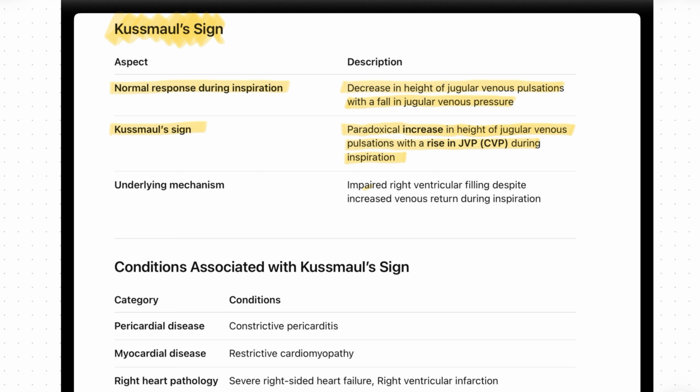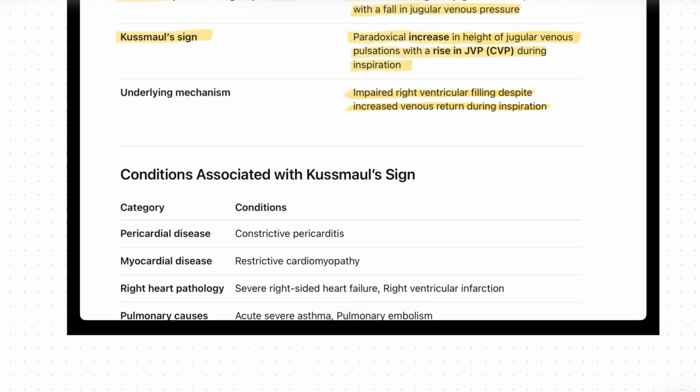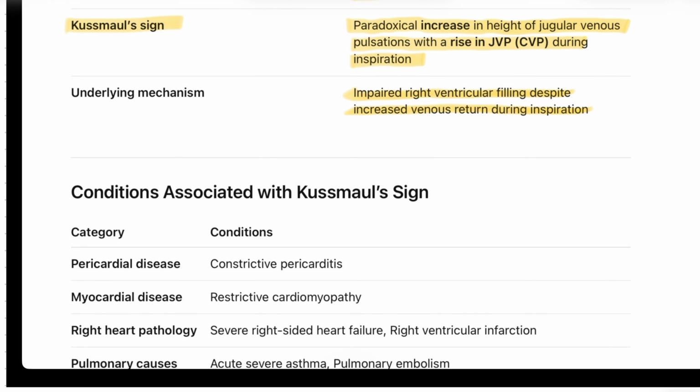So the underlying mechanism is impaired right ventricular filling despite increased venous return during inspiration. So there is a defect in your right ventricular filling even though the venous return is normal. So what are the conditions you are going to see with KUSSMAUL'S sign?